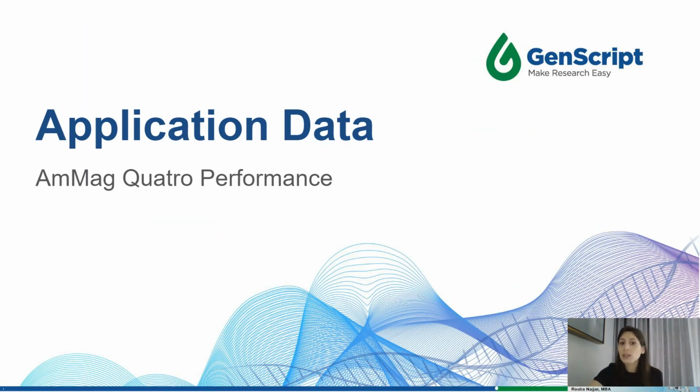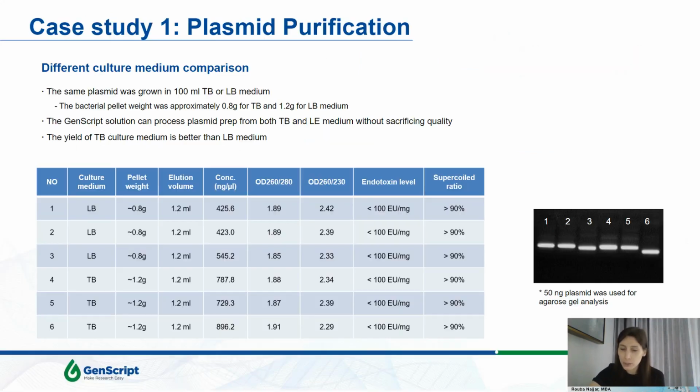Now I'm going to show you a little bit of performance data with the AmMag Quattro. The very first case study I have compares 2 different growth conditions. For this case study, it's not just to show you the growth conditions, but also the concentration of the final product, the quality of the plasmid DNA, as well as some of the other metrics that are typically measured. The first set of 3 samples were grown using LB culture media, and the second set, 4 through 6, were run using TB.